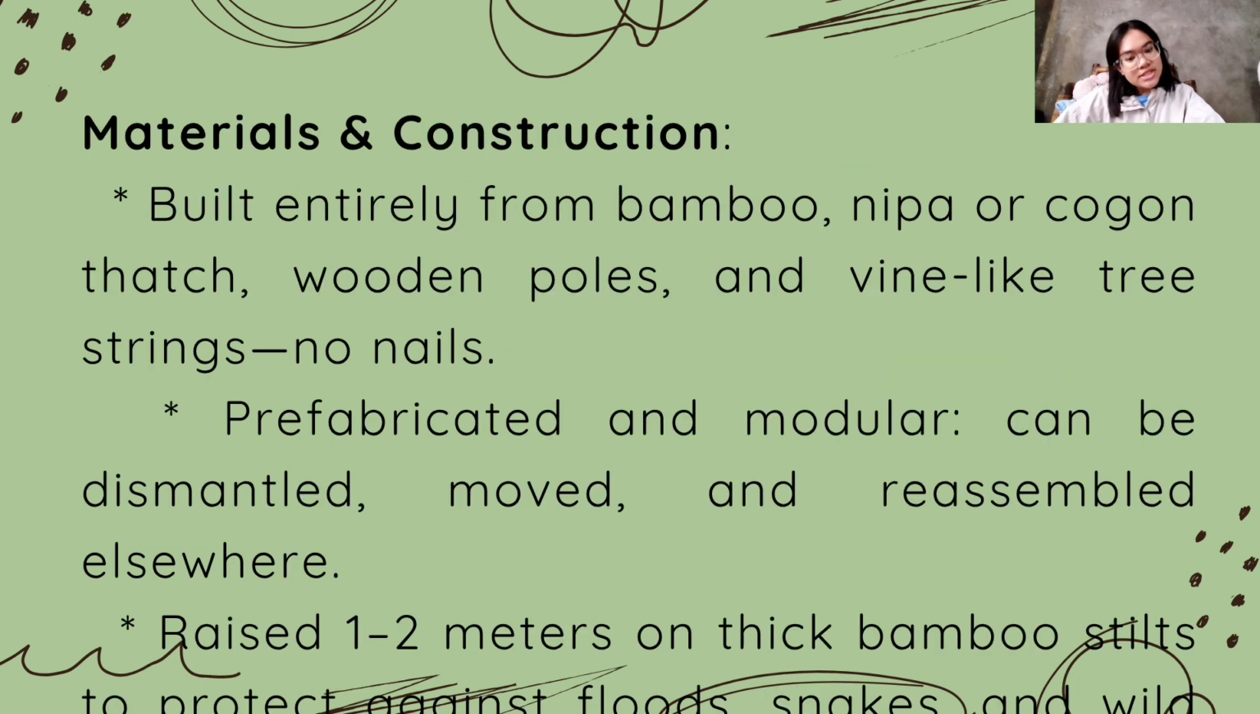Its materials and construction: it is built entirely from bamboo, nipa or cogon thatch, wooden poles, and vines, with no nails. It is also prefabricated and modular. It can be dismantled, moved, and reassembled elsewhere. It is raised 1 to 2 meters on thick bamboo stilts to protect against snakes and such.